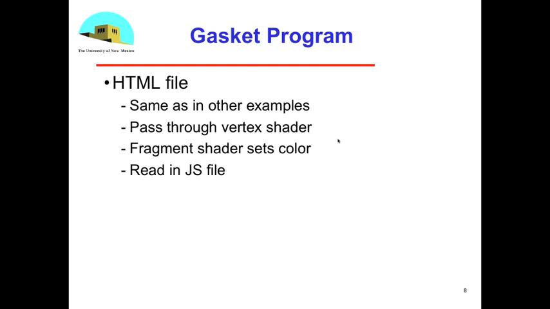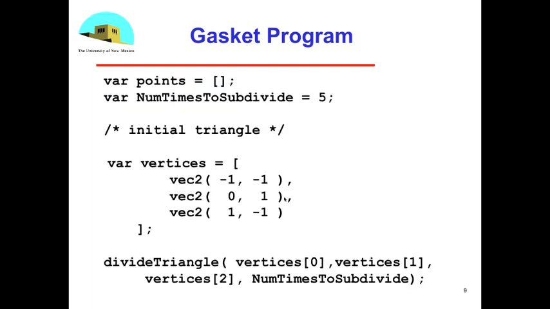We can rig the locations of the vertices so we don't have to do any transformation of units. The fragment shader can just set the color to whatever we want it to be for the fragments that exist. And so the HTML file is fairly straightforward. The JavaScript file is a little more interesting.